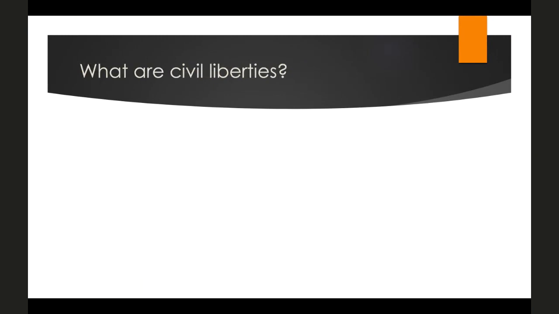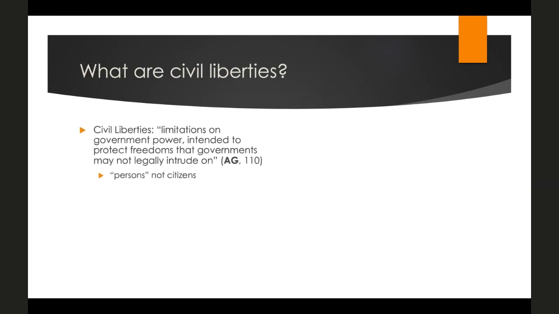So what are civil liberties? Civil liberties, as your textbook defines it, are limitations on government power intended to protect freedoms that the government may not legally intrude upon. And it's important to note that the way the Constitution phrases these civil liberties is that these are liberties ascribed to persons, not citizens, which means that the Constitution has a fairly broad conception of who benefits from these civil liberties.